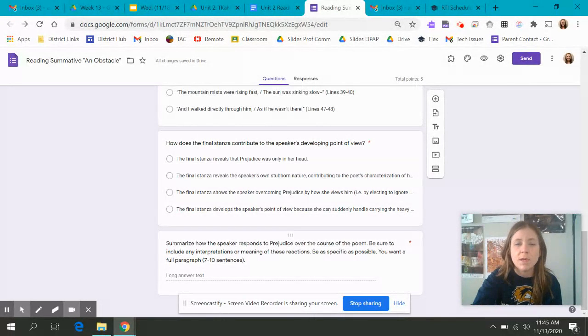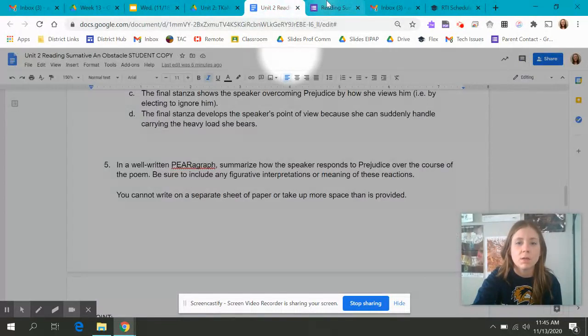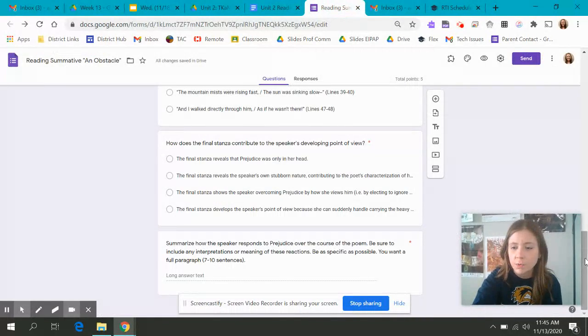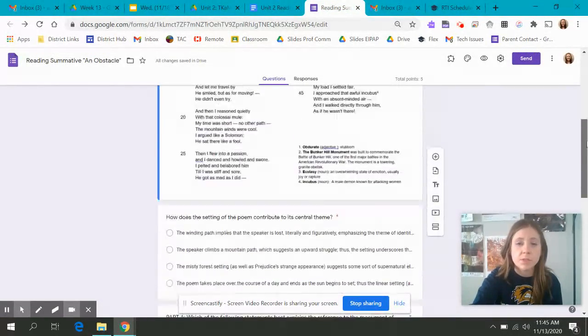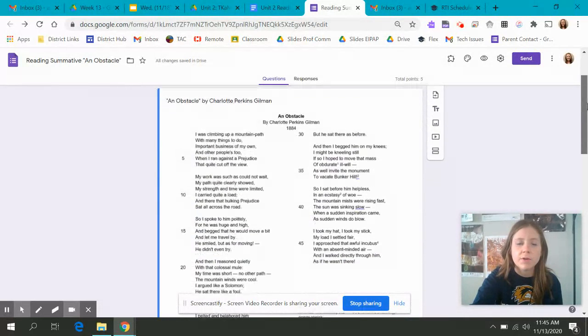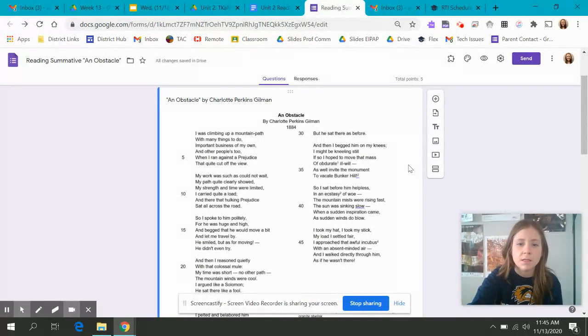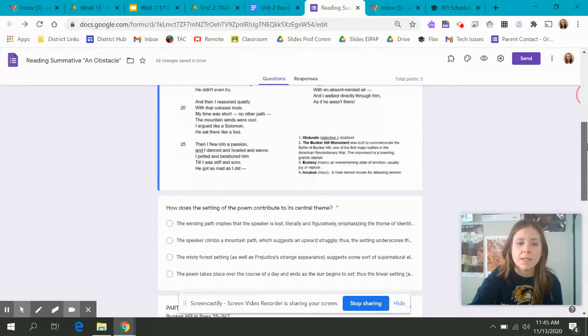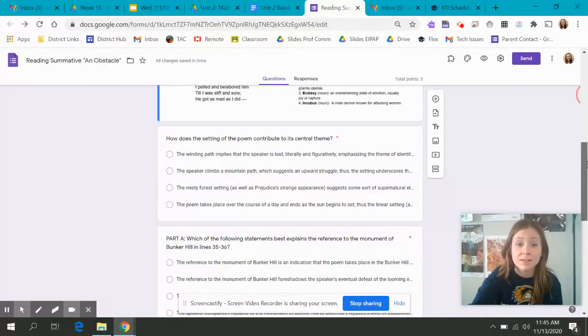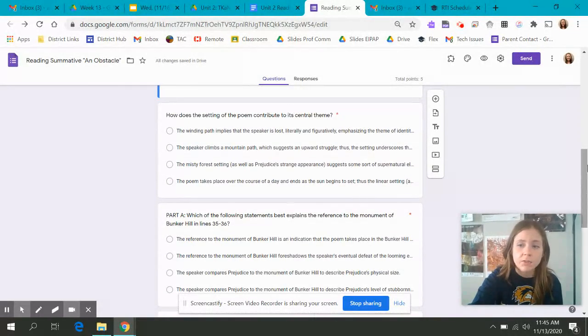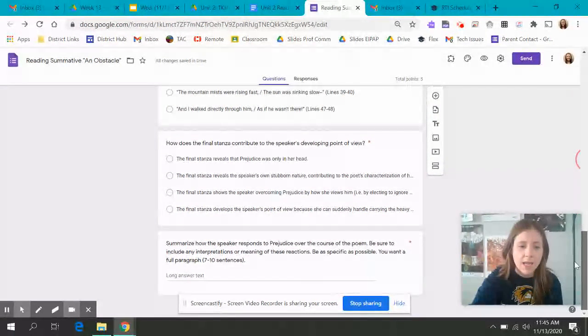By the time that you get the answer sheet document, that will look exactly the same as the one in this document. So this is your document sheet. This was also assigned to you today. It has another copy of the poem up top, and then down below it has all of your questions. So you are going to answer these questions and write your paragraph here and then hit submit.